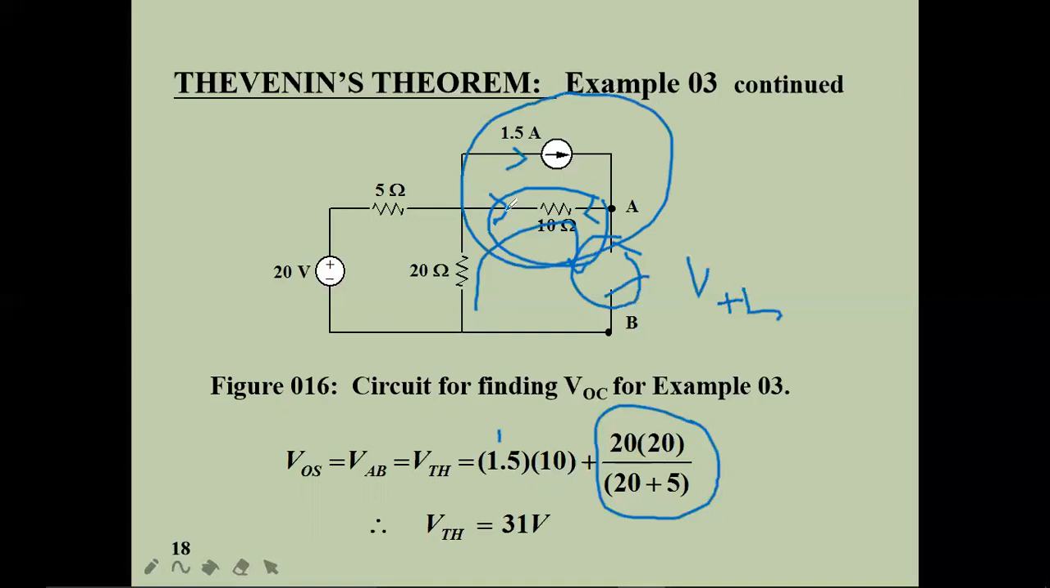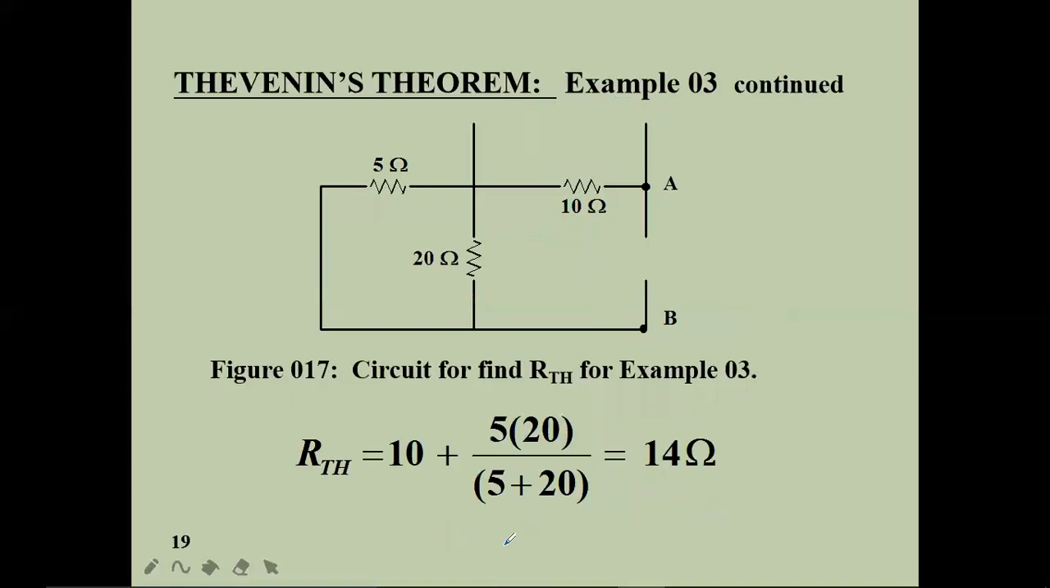How did I add this 1.5? Please observe this point. After this node, the current will not flow here, since the current always chooses the short circuit or closed path. So the total 1.5 amps of current will flow through the 10 ohm resistor. With 1.5 amps drawn through the 10 ohm resistor, the voltage drop across it is 15 volts. 15 volts plus 16 volts, then the answer is 31 volts. So this is VTH. This is the way of finding VTH.